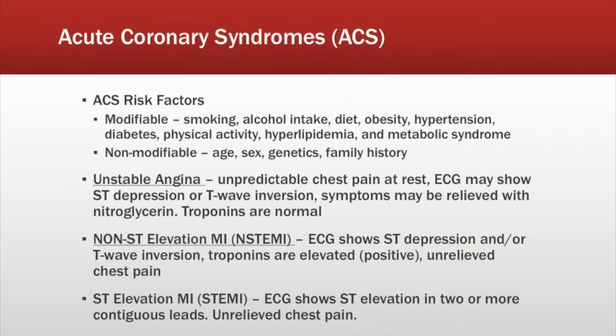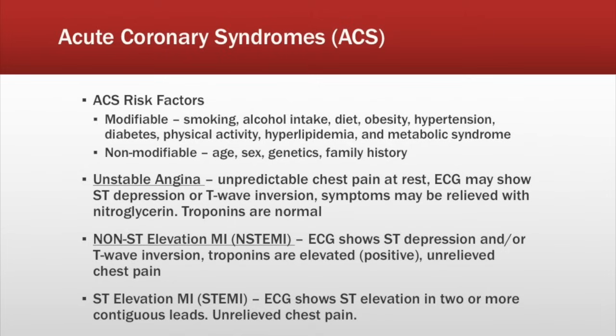Okay, we're on to acute coronary syndromes. There are some acute coronary syndrome risk factors, pretty general: smoking, alcohol intake, diet, diabetes, hypertension, genetics, age, sex. Unstable angina or angina is unpredictable chest pain at rest. The ECG may show ST depression or T-wave inversion. However, the symptoms that the patient is experiencing can be relieved with nitroglycerin, and the troponins are normal.